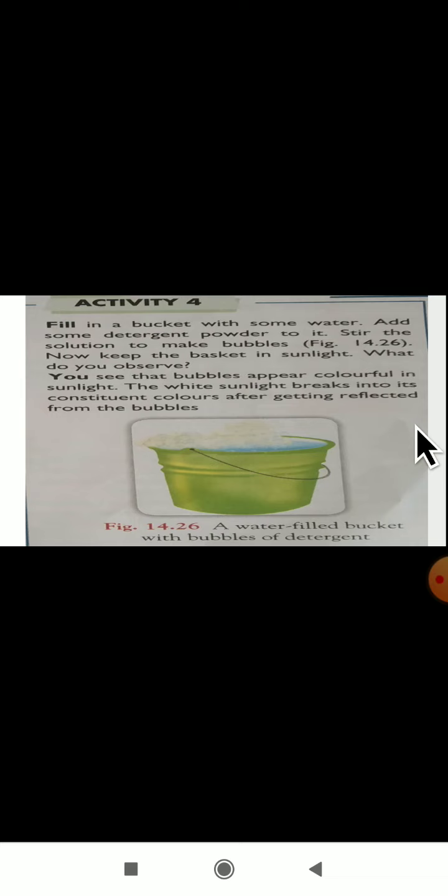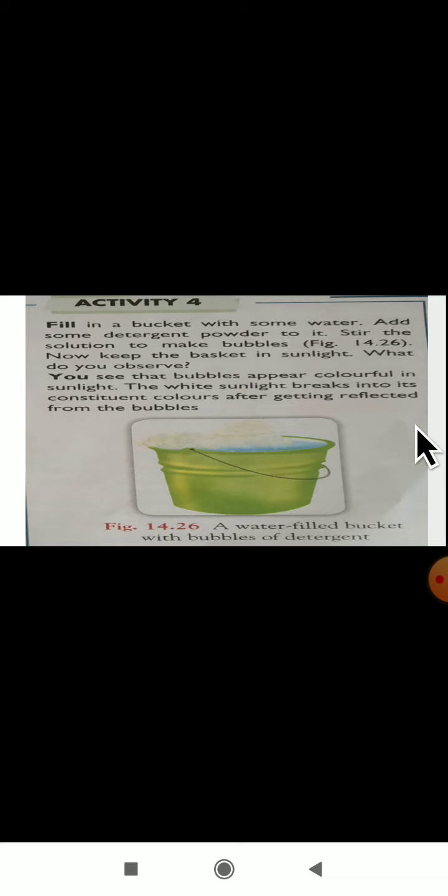Now keep the bucket in sunlight. What do you observe? Once you have made the foam, keep that bucket in sunlight and observe the bubbles. You see that the bubbles appear colorful in sunlight. You can observe those detergent powder bubbles in a colorful manner. The white sunlight breaks into its constituent colors after getting reflected from the bubbles. At this time you can see the colorful bubbles.